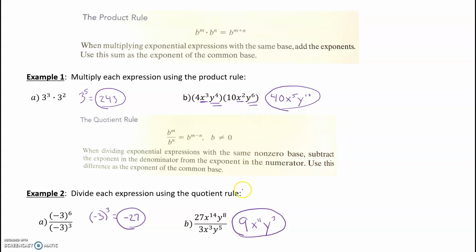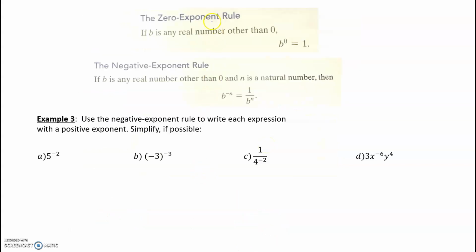All right, so that was product rule and quotient rule, multiplying and dividing. 0 exponent rule, anything raised to the power of 0 is 1. Be careful. Anything raised to the power of 0 is 1. So you could see stuff like x to the 4th times y squared times z to the 3rd, and all that's raised to the 0 power. You don't really have to do anything. It's just going to be 1. So anything to the 0 power is 1.